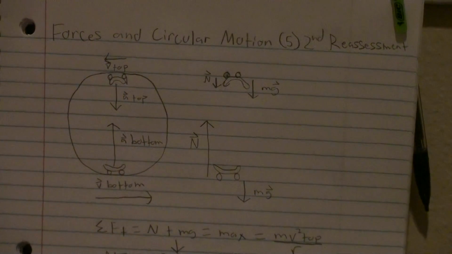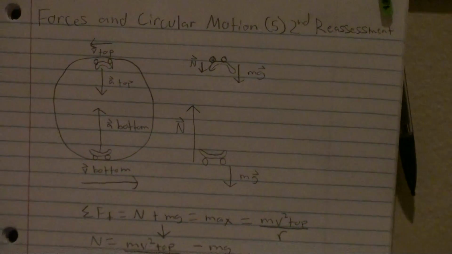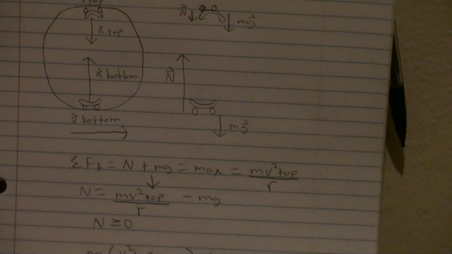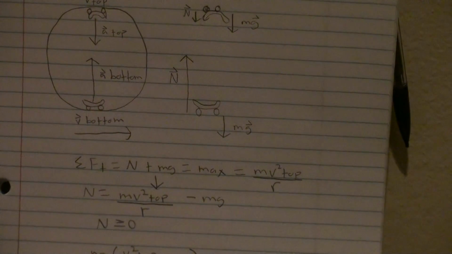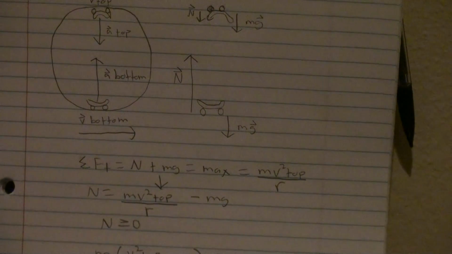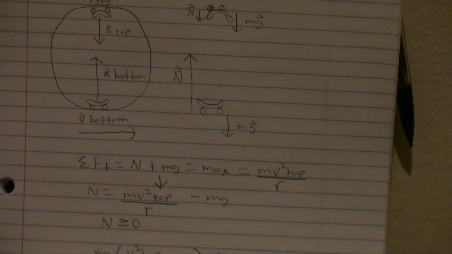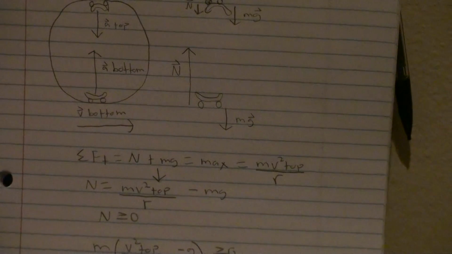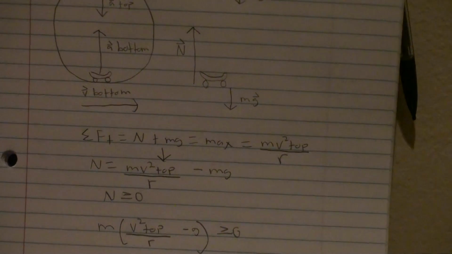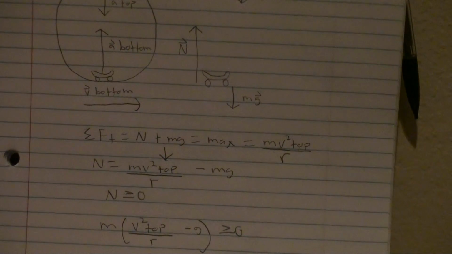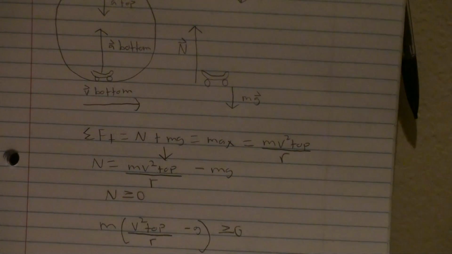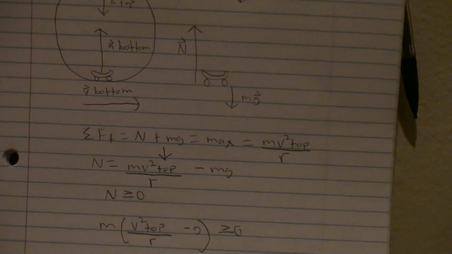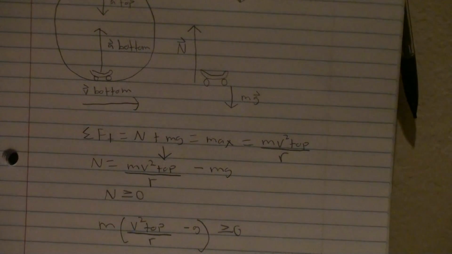And then from here, I was able to go on and use Newton's second law to continue to solve this. The sum of the forces in the radial direction is N plus mg is equal to ma_r, which is equal to m v_top squared divided by the radius. Then I manipulated it to read N is equal to m v_top squared divided by the radius minus mg. Here v_top stands for the speed at the top, and N stands for the magnitude of the normal force.